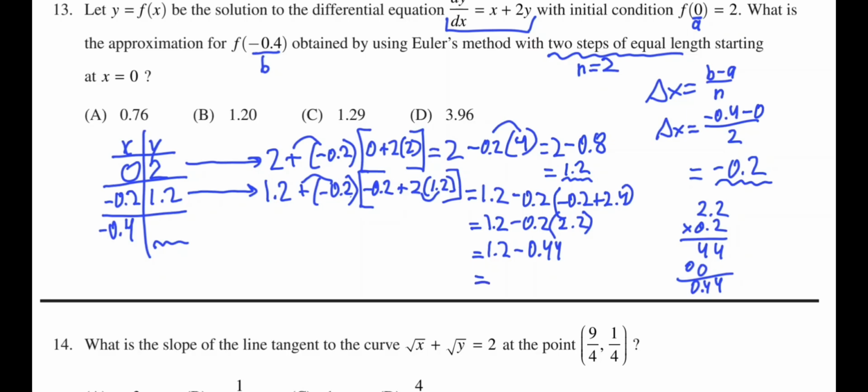And 1.2 minus 0.44, let's do the work on the side for that. So 1.20 minus 0.44, that's a 10 minus 4 would be a 6, and 11 minus 4 would be a 7, and that would be a 0. Okay, so that would be a 0.76, and that would be the answer for this. So we approximated what the value was for f of negative 0.4 using two steps with equal length, given the initial condition that f of 0 is equal to 2, and given what the derivative function is. And that would be choice A.